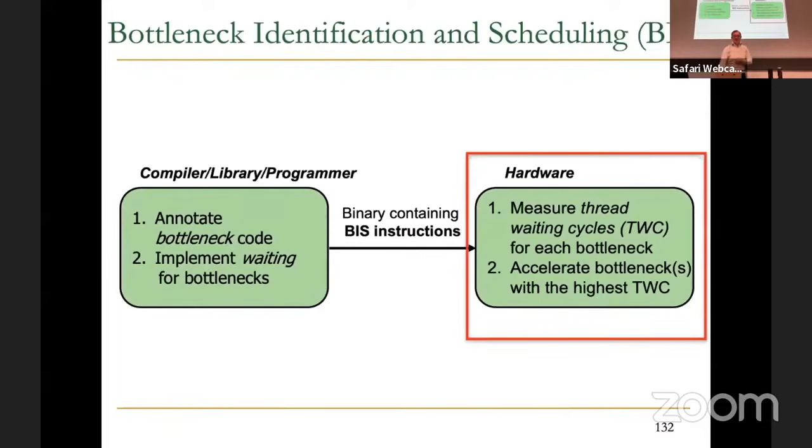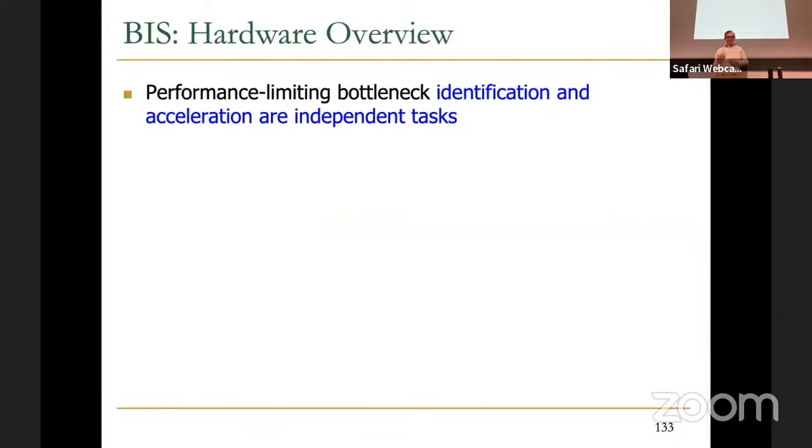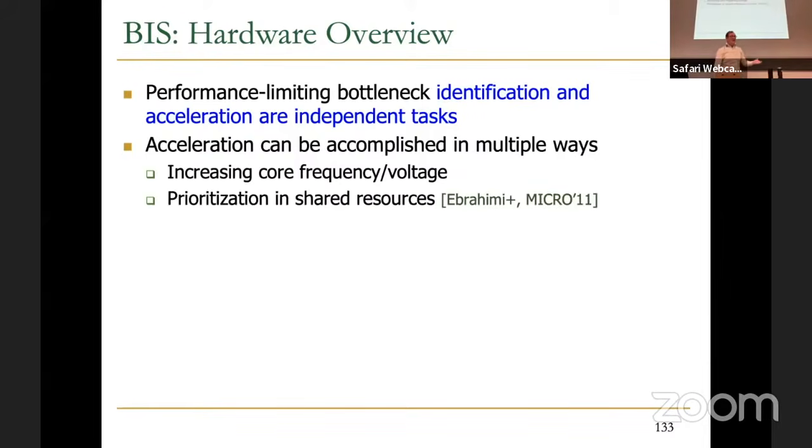Okay, so now we've annotated this. Let's take a look at what the hardware does. With this information, the hardware can do a lot, actually. As I said, identification and acceleration are independent tasks. Acceleration can be accomplished in different ways. You can increase the core frequency and voltage of the core that's executing the identified bottleneck. You can prioritize that bottleneck in shared resources, as we have seen actually in not thread cluster, but parallel application memory scheduling. These works were done concurrently.